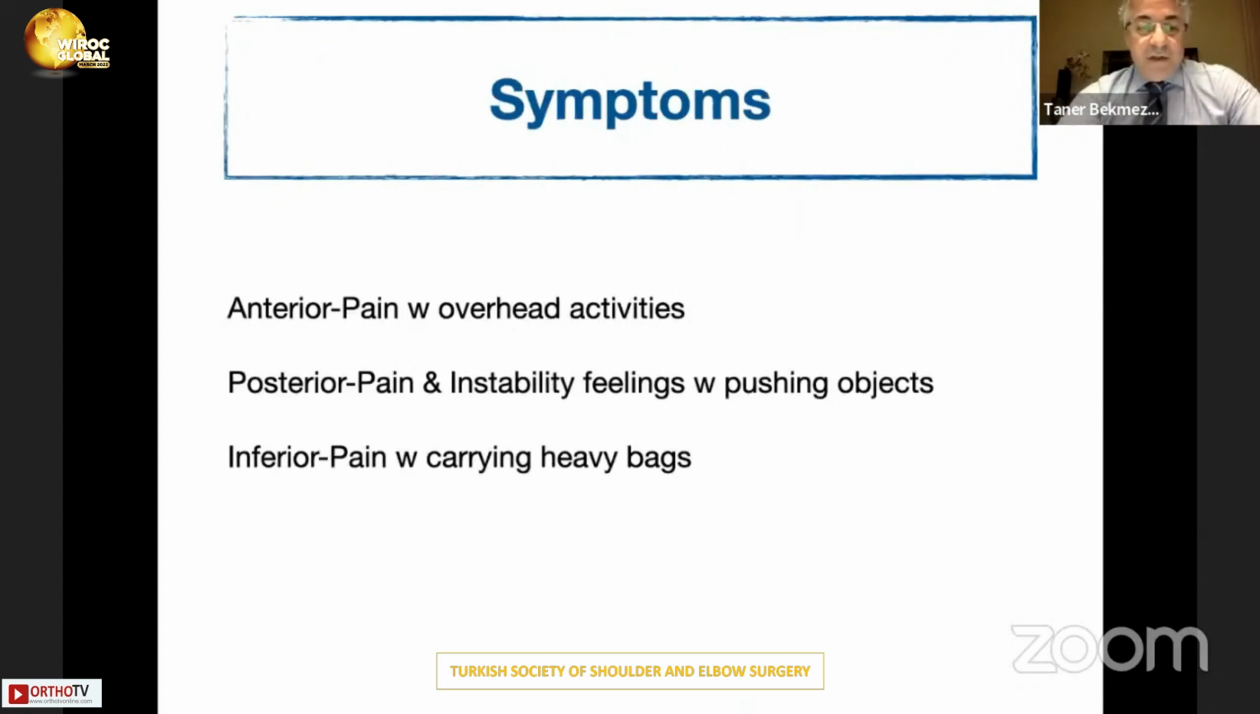What are the symptoms? Patients may report a history of multiple dislocations or subluxations, which may occur sporadically with specific activity or positions. If the patient has an anterior instability, they may avoid overhead activities or abduction external rotation movements. If the patient has a posterior instability, they may have pain and instability feelings while pushing objects. Inferior instability is generally seen in patients carrying heavy bags or luggage, who experience pain and instability feelings.